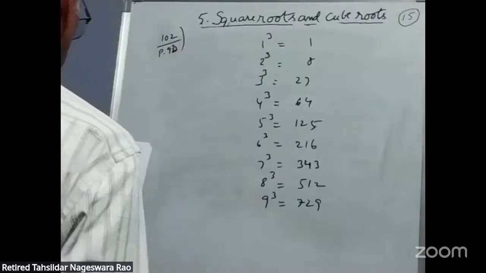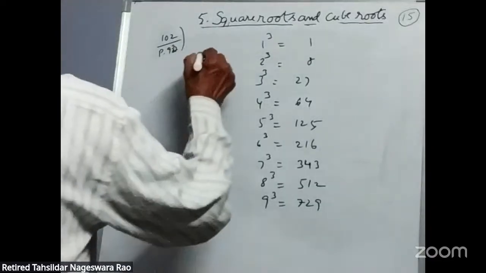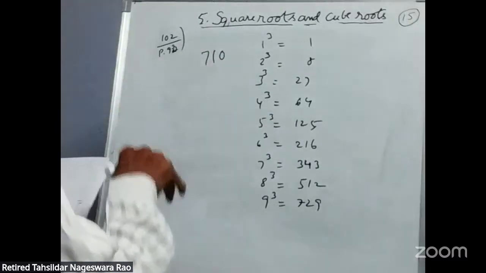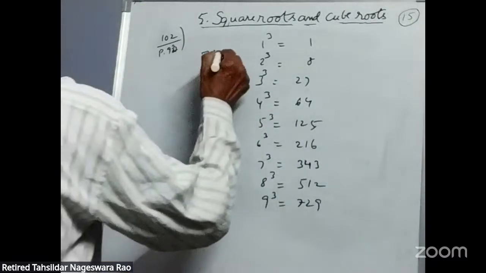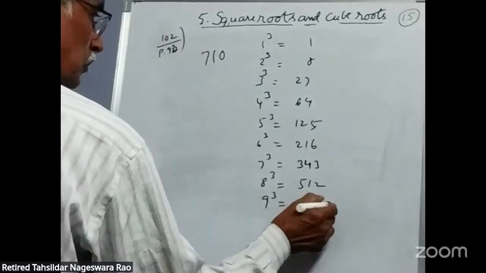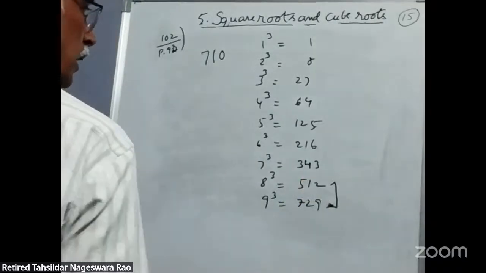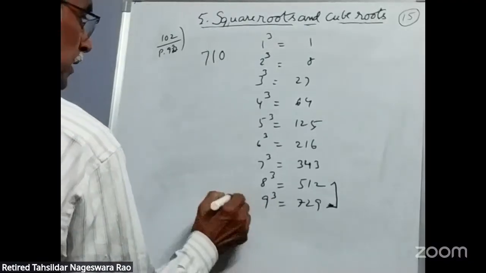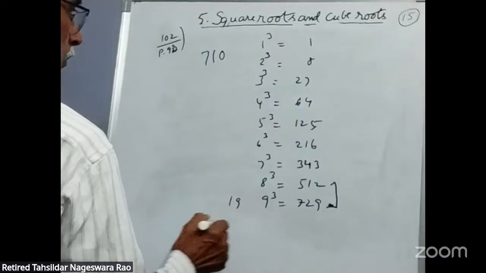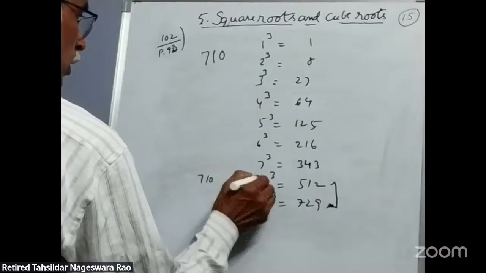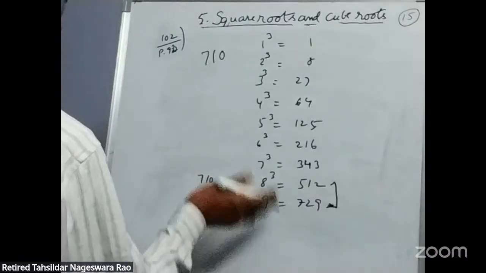Which is the smallest number to be added to 710? Some smallest number should be added so that it becomes a perfect cube. 710 is in between here, but very near to 729. What is the difference between 710 and 729? 19. What is the difference between 710 and 512? Almost 200. So it is nearer to 729 only.